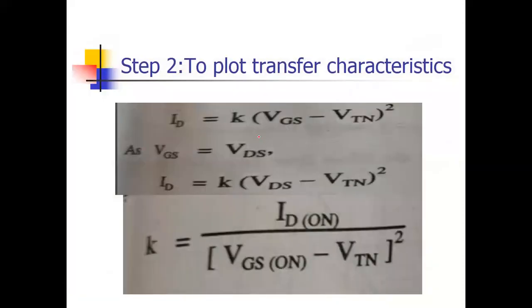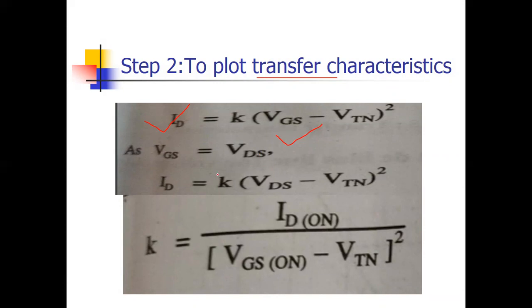The second point is to plot the transfer characteristic. Transfer means output versus input. What is your output? Output is drain current, input is your VGS. So the plot between ID and VGS is your transfer plot. If you remember the expression for JFET and D-MOSFET, the current IDS equals IDSS times (1 minus VGS upon VP) whole square. But for E-MOSFET, the current expression is different: ID equals K times (VGS minus VT) whole square. For this biasing, VGS equals VDS, so we can write either VGS or VDS.